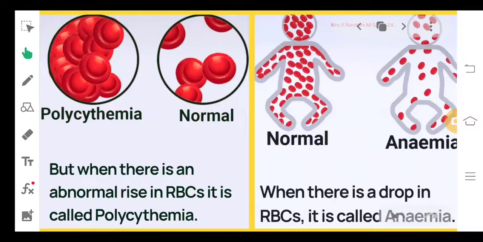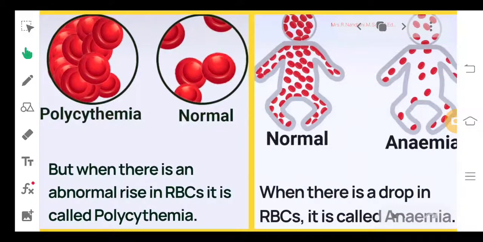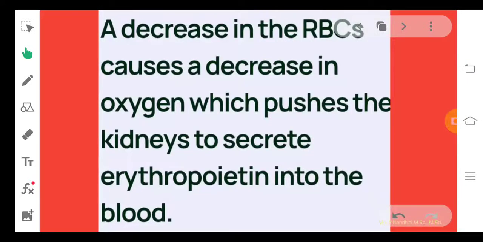means when there is a drop in RBCs, it is called anemia. So the RBC level is very low, or there is an abnormal drop in RBCs. Then a decrease in the RBCs causes a decrease in oxygen, which pushes the kidneys to secrete erythropoietin into the blood.